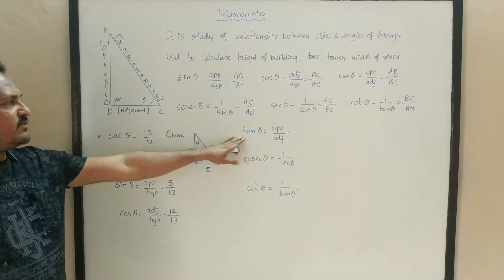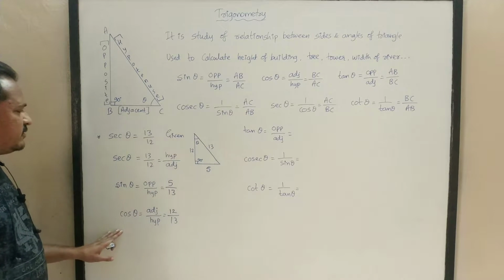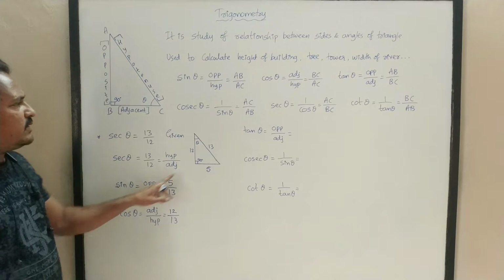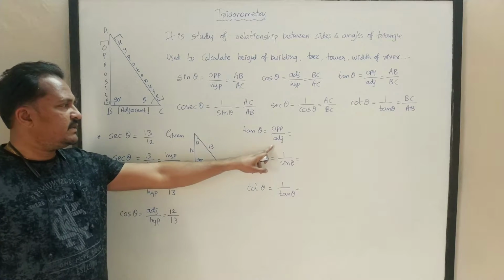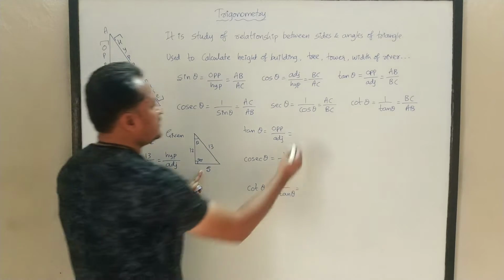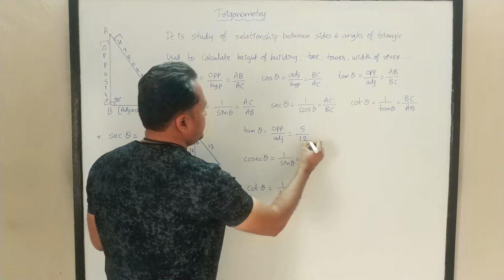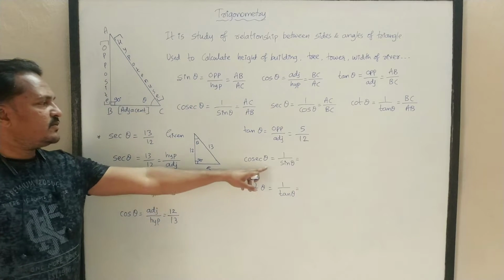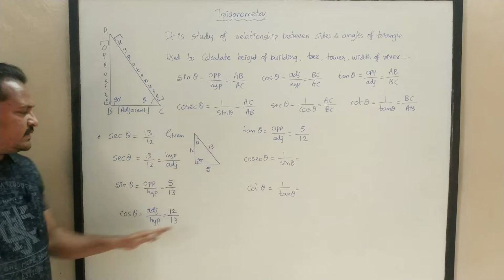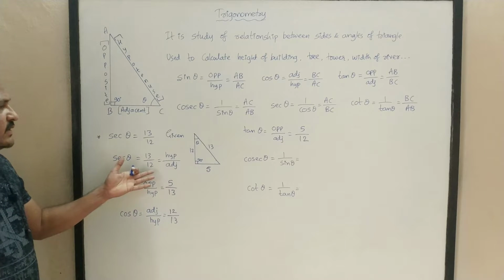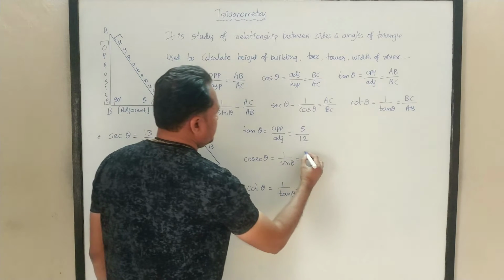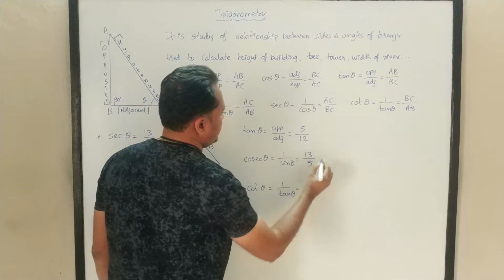Next, tangent of theta is nothing but sine divided by cos. So in short we write opposite by adjacent. Opposite is 5 here and adjacent is 12 here. Next, cosecant of theta, or cosec theta, is the reciprocal of sin theta. Reciprocal, so 5 by 13 will become 13 divided by 5.